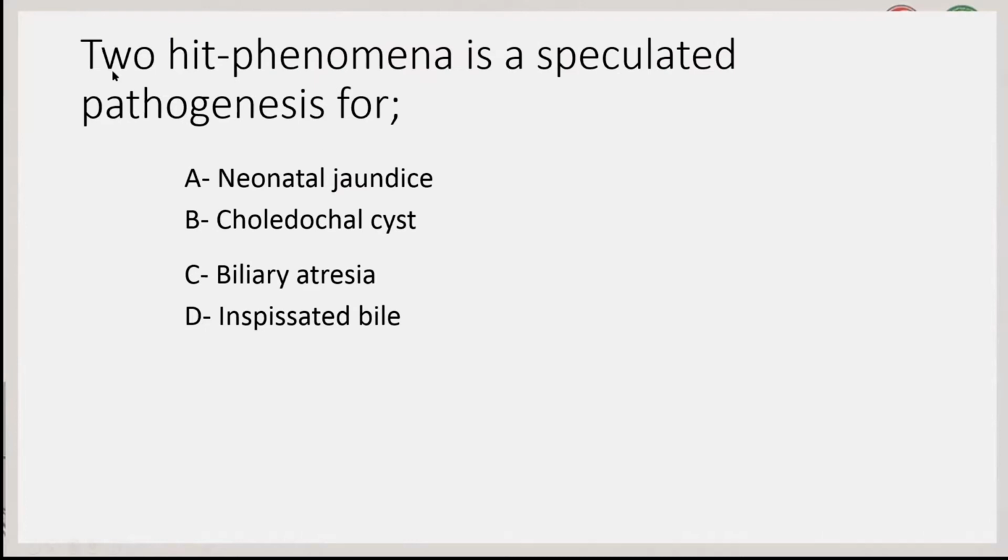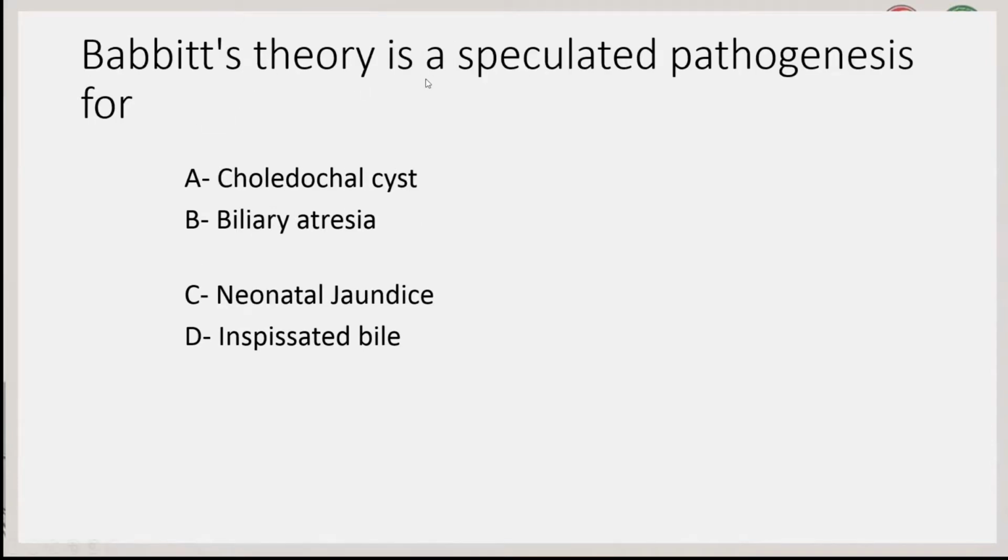Does anybody know the two-hit phenomenon is a speculated pathogenesis for which one of the following pathology? Can anybody answer? Okay, we'll leave it for later once we go through the theory. Babbitt's theory is a speculated pathogenesis for which of the following?